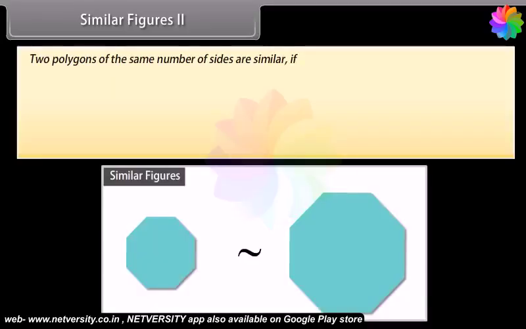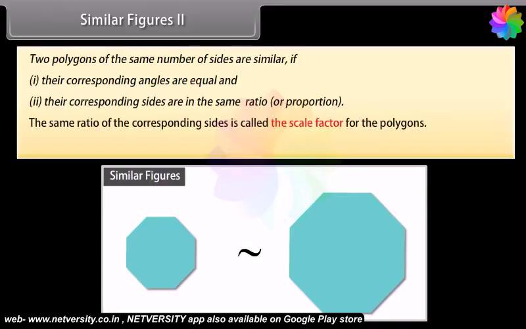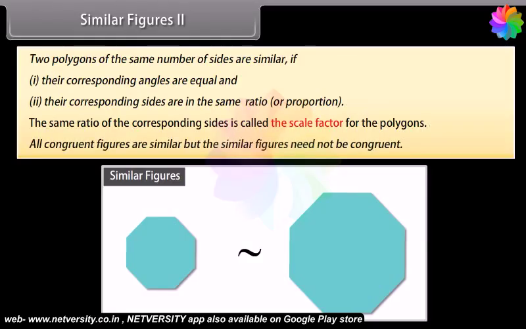Similar figures 2. Two polygons of the same number of sides are similar if: 1. their corresponding angles are equal and 2. their corresponding sides are in the same ratio or proportion. The same ratio of the corresponding sides is called the scale factor for the polygons. All congruent figures are similar, but similar figures need not be congruent.